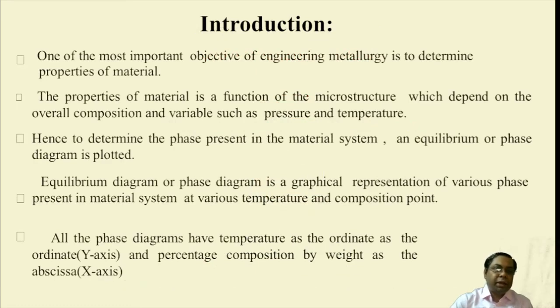Regarding the introduction, you must understand that the objective of engineering metallurgy is to determine the properties of material. Here, two major variables are pressure and temperature. Thus, to determine the phase present in the material system, an equilibrium or phase diagram is plotted. An equilibrium diagram or phase diagram is a graphical representation of various phases present in a material system at various temperature and composition points.